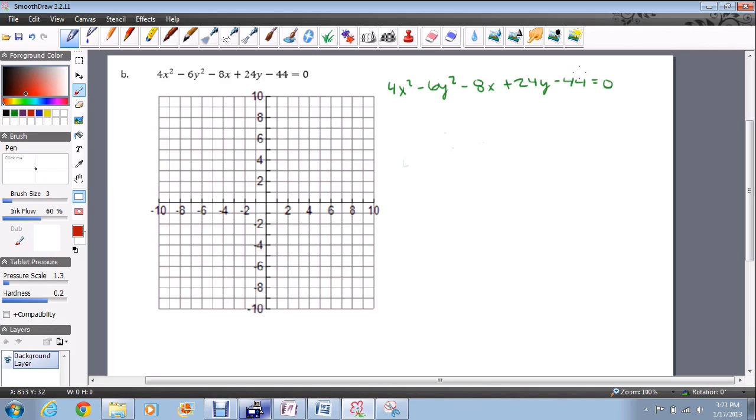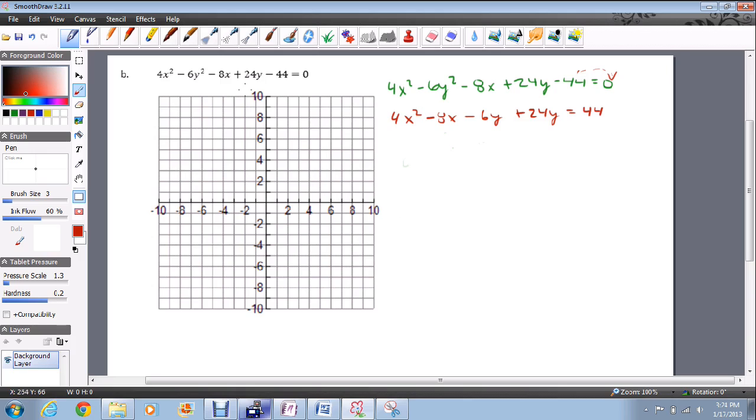I'm also going to go ahead and move this 44 to the other side because we want it, again, to have two fractions being squared, being subtracted from one another, and the other side to equal 1. So I'm going to regroup just like I got done saying. 4x squared minus 8x minus 6y squared plus 24y equals positive 44, because I'd have to add the 44 to get it onto the other side.